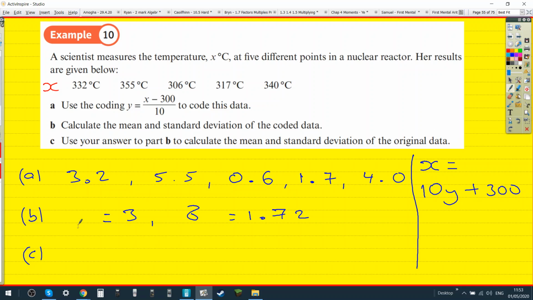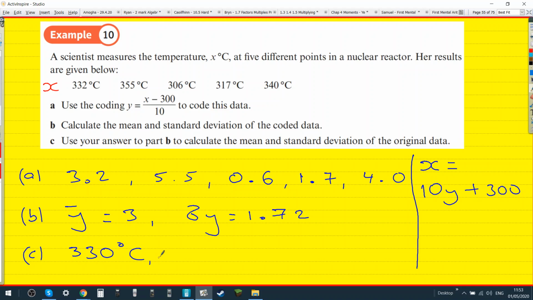Do I do that for each set or just? Oh, just for the average and standard deviation. So do I need to first of all find the average of all these temperatures here? We just found the coded average is 3. The coded mean was 3. And so you times that by 10 and add 300. So that'd be 330.